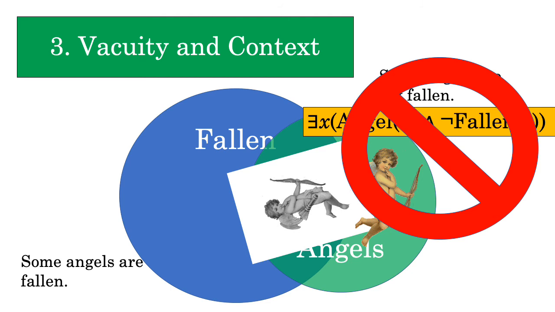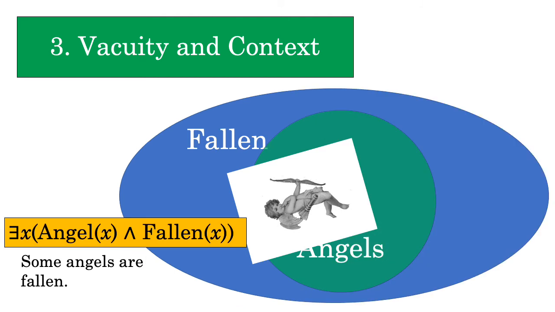Allow me to explain. Imagine that all angels are fallen. Then it would be true that some angels are fallen, but it would not be true that some angels are not fallen. Right? And this is also consistent obviously with the statement that we see here, right? So this is why it's a hasty conclusion to draw that some angels are not fallen.